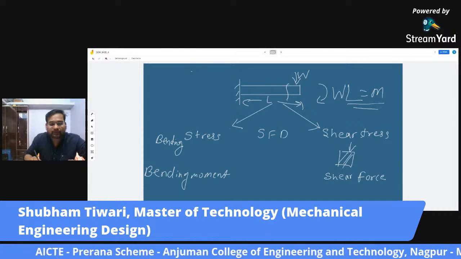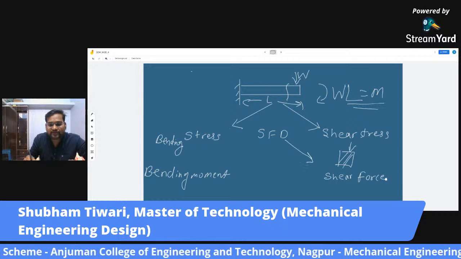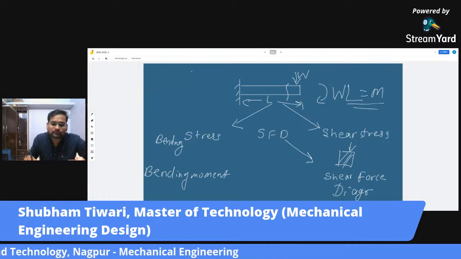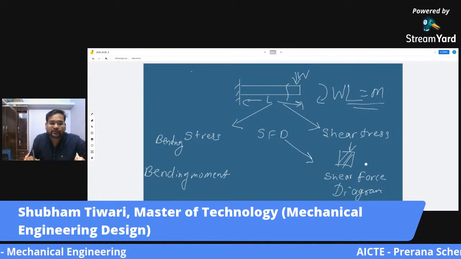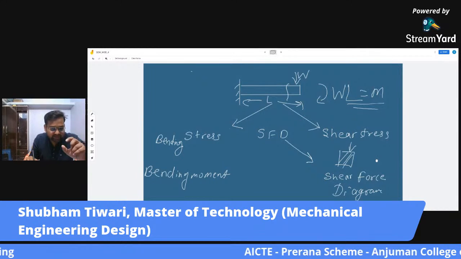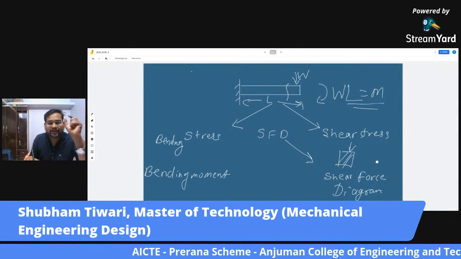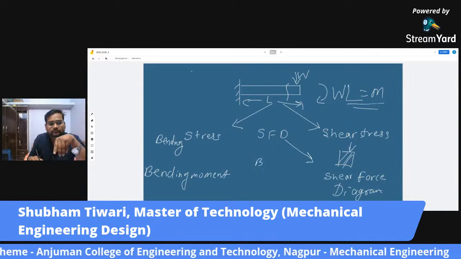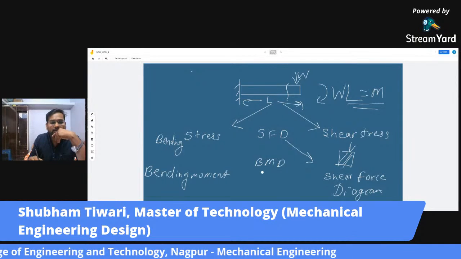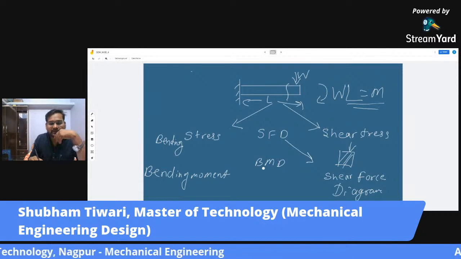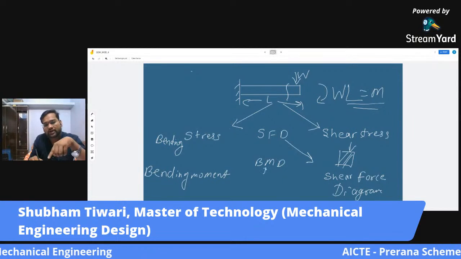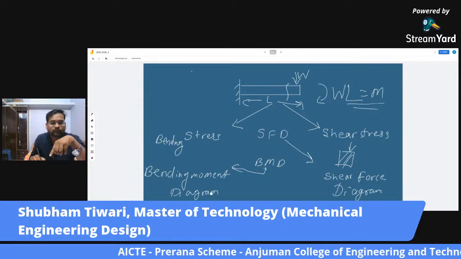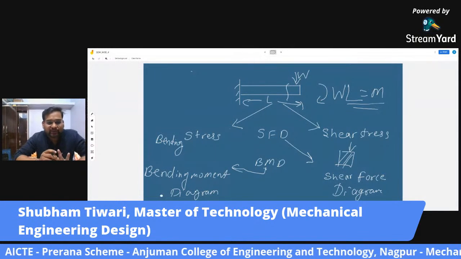Now SFD will help you in finding shear force. SFD stands for shear force diagram. It will tell us, at a particular section, what is the amount of shear force acting on that beam. Now BMD, similarly to how SFD tells us about shear force, will tell us about bending moment. So for clarity, let me again explain.